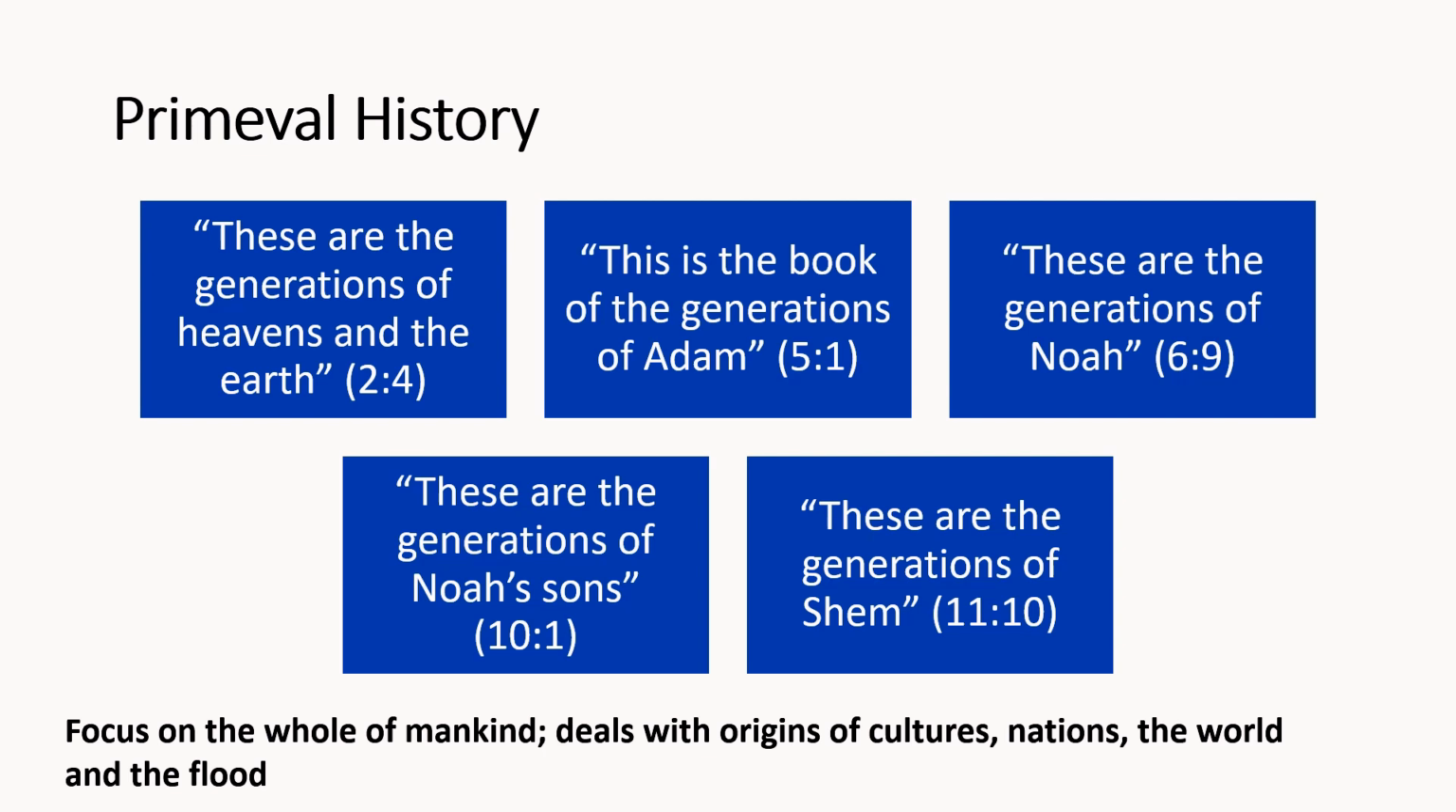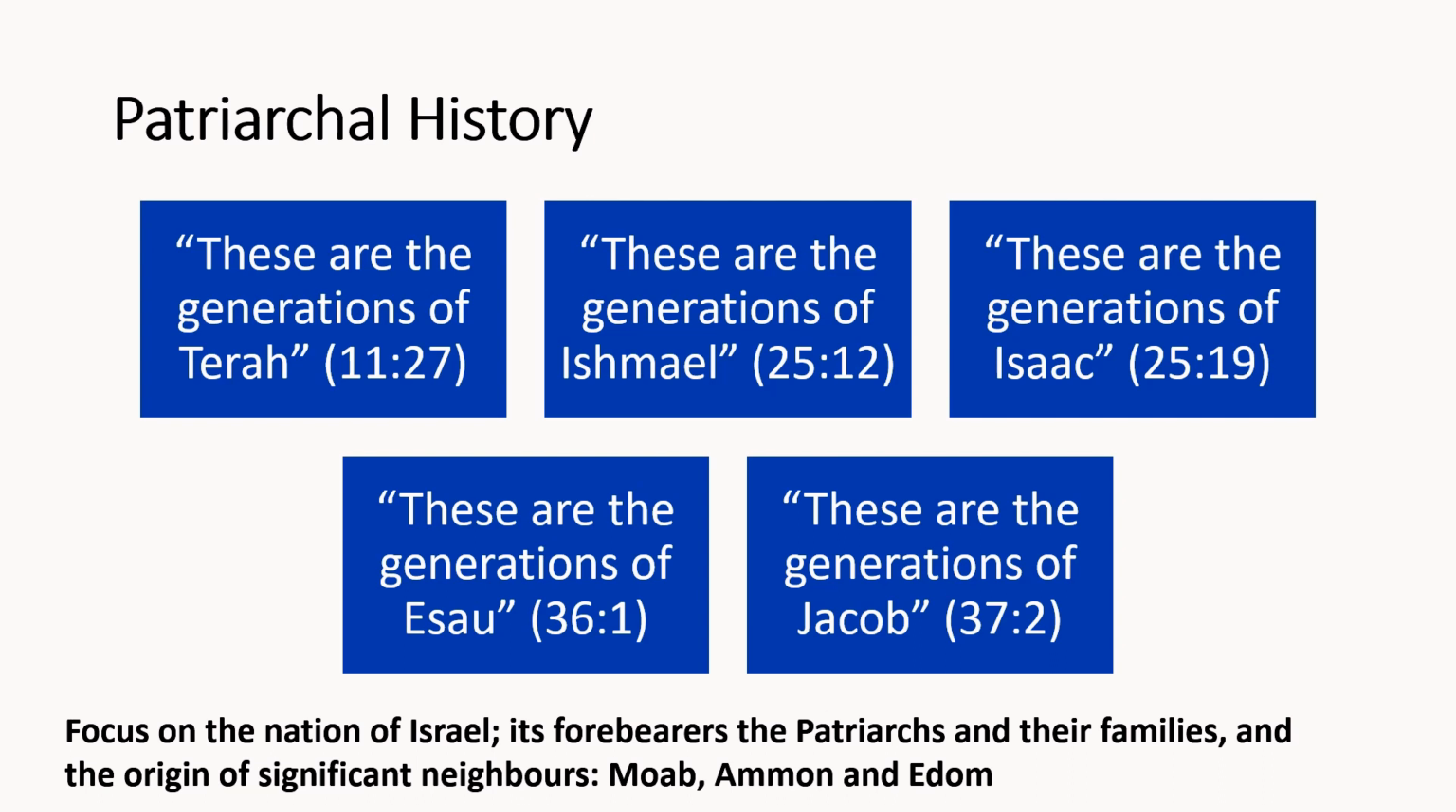Actually, this is the first section of Genesis, and it's important to note that this section here contains 5 of the toledot, which means that the next section of history in the book of Genesis that's used to structure Genesis, the patriarchal history, also includes 5, bringing that total up to 10. So we have the generations of Terah. You might not know who Terah is. Terah is actually an ancestor of Abraham.